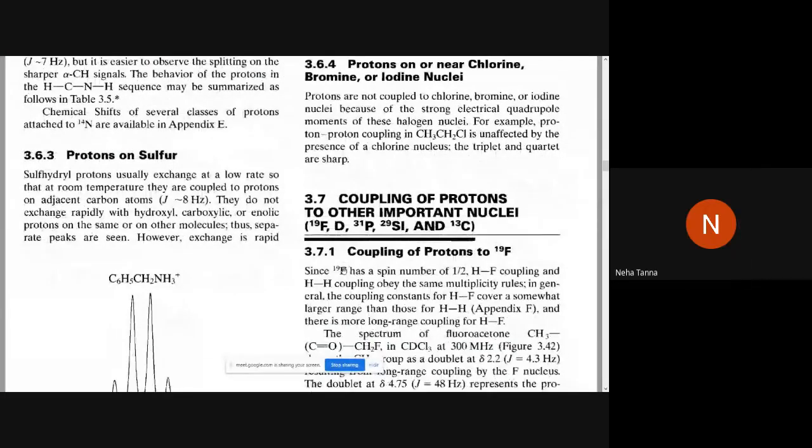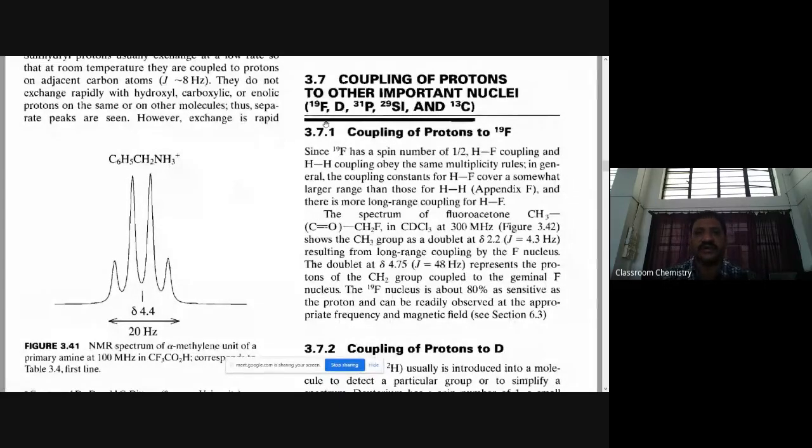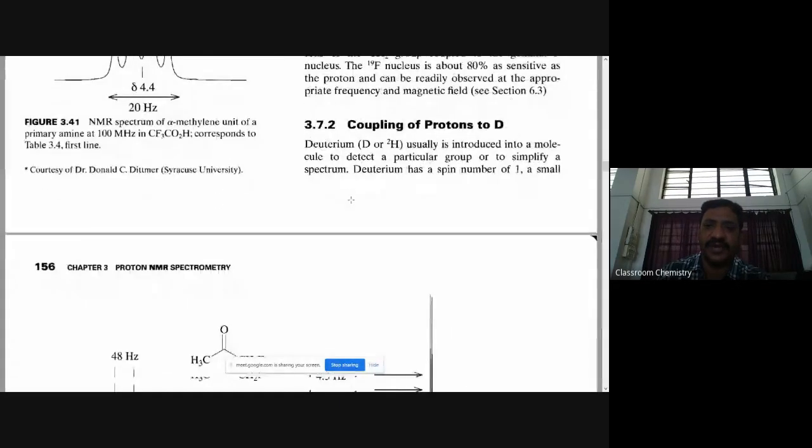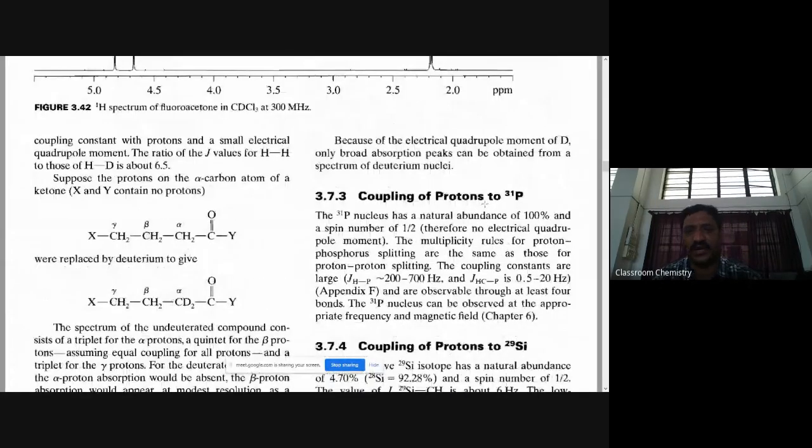Yesterday you saw fluorine and deuterium. Today we will see about phosphorus. In the case of phosphorus nuclei, that is coupling of proton to phosphorus 31. 31 is the mass number, all of you know that. When the phosphorus nuclei couple with protons, the natural abundance of phosphorus 31 is about 100%, and its spin number is 1/2.